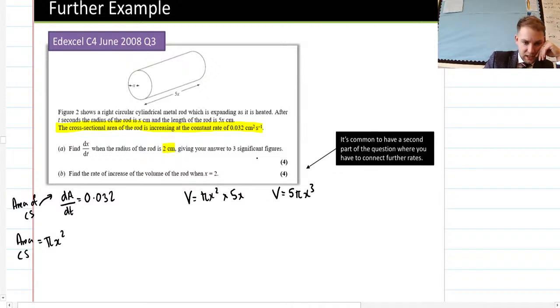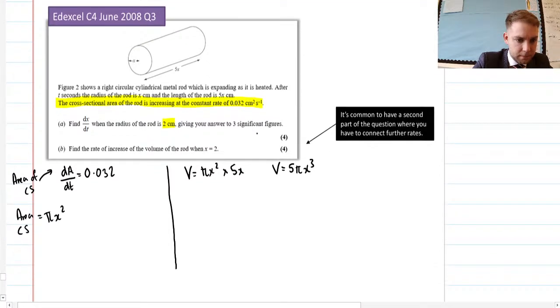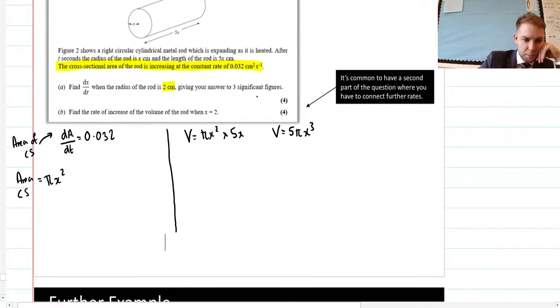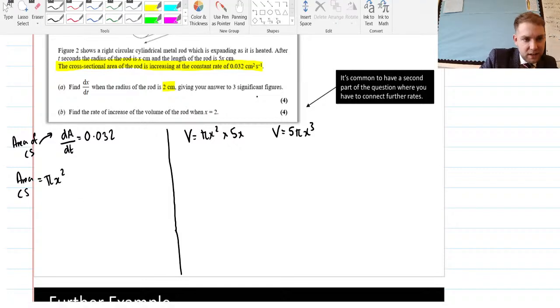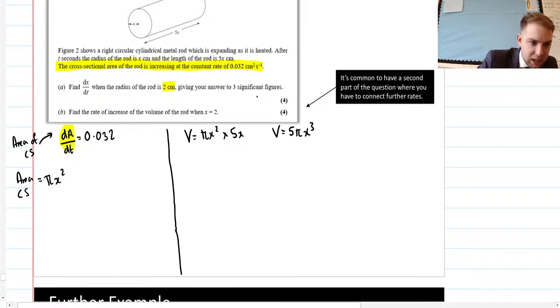So I don't actually need the volume just yet. I'm going to leave that over there. But what I do need is to use the part they've given us, which is that dA by dt is equal to 0.32. So this is what I need to think about. How can I use this? Because I know that I've got A in terms of x. My cross-sectional area in terms of x is this. So how can I use what they've given me here to find out dx by dt?